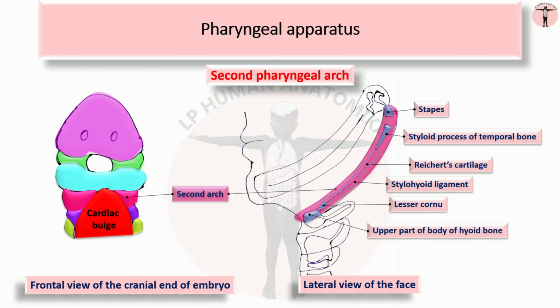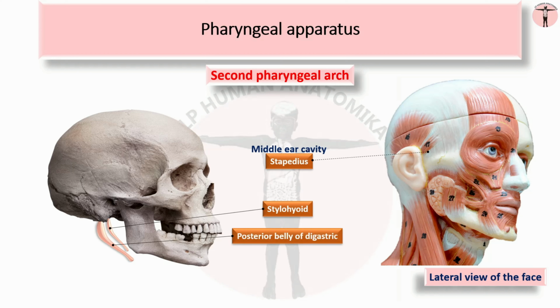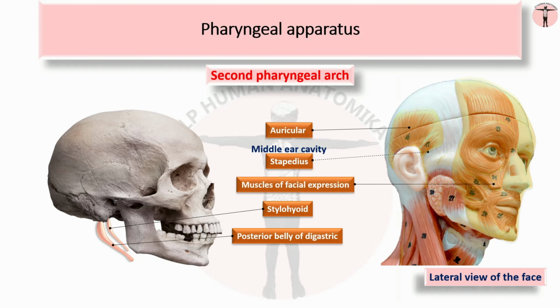ligament. Muscles derived from the second pharyngeal arch, or hyoid arch, are the stapedius present in the middle ear cavity, stylohyoid, posterior belly of the digastric. Both muscles are present in the neck. Also auricular muscles surrounding the external ear, and muscles of facial expression. The nerve of the second pharyngeal arch is the facial nerve, which supplies all these muscles.